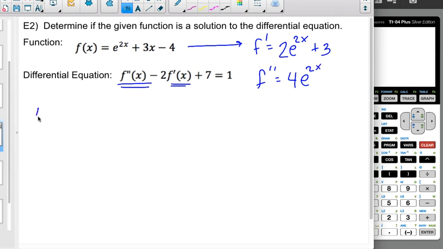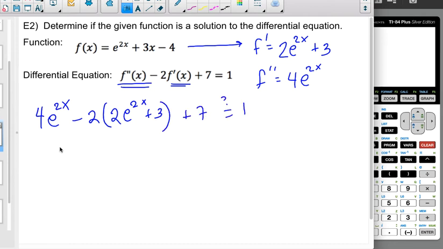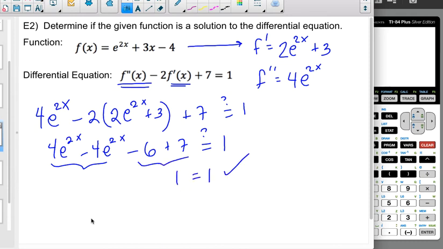So when I test this, the question is 4e to the 2x minus 2 times this whole ugly monstrosity plus a 7, is that equal to 1? If I get a 1 on this side when I simplify, so 1 equals 1, then the answer is yes, this is a solution. So this is 4e to the 2x minus 4e to the 2x minus 6 plus 7 equals 1. These two sum to 0. These two sum to a 1, so I get 1 equals 1, and the answer is yes, it's a solution. Because again, true for all x. 1 equals 1 is always true.